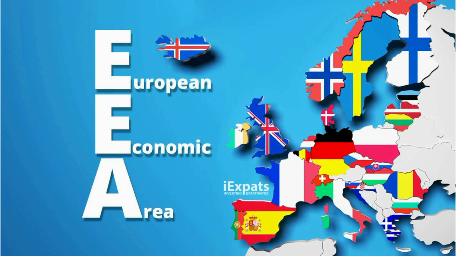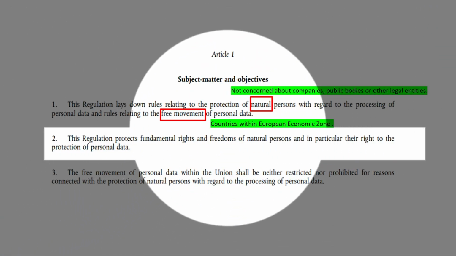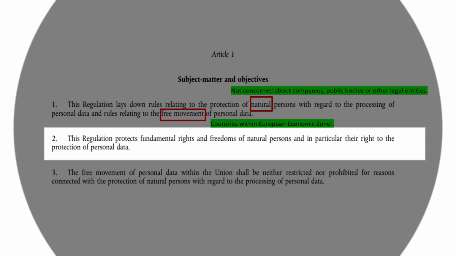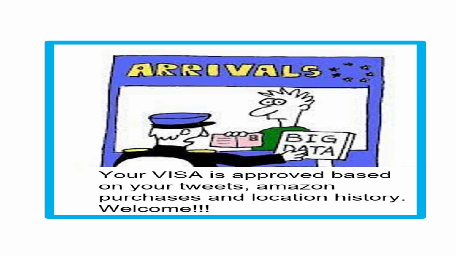Now let us see the second clause. The second clause says that this regulation protects the fundamental rights and freedoms of natural persons, and in particular their right to the protection of personal data. Let's say you are using a social media application to share pictures with your friends. Now, GDPR makes sure that applications respect your right to privacy and do not misuse your photos or share them with others without your permission.